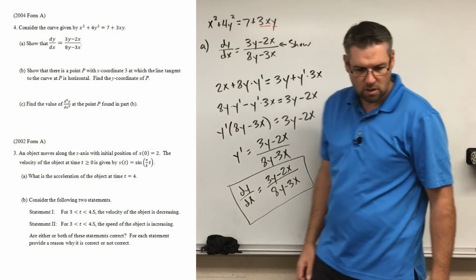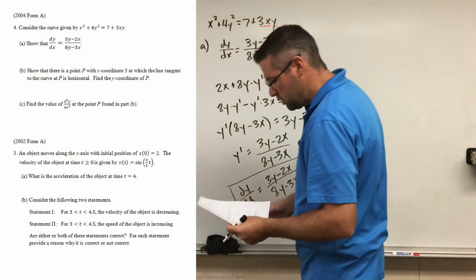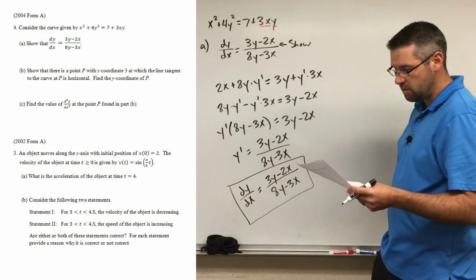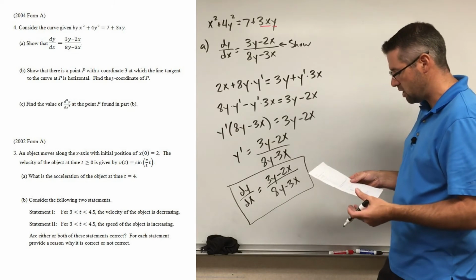Right. Okay, for part B, it says, show that there is a point with an x-coordinate of 3 at which the line tangent to the curve at P is horizontal.